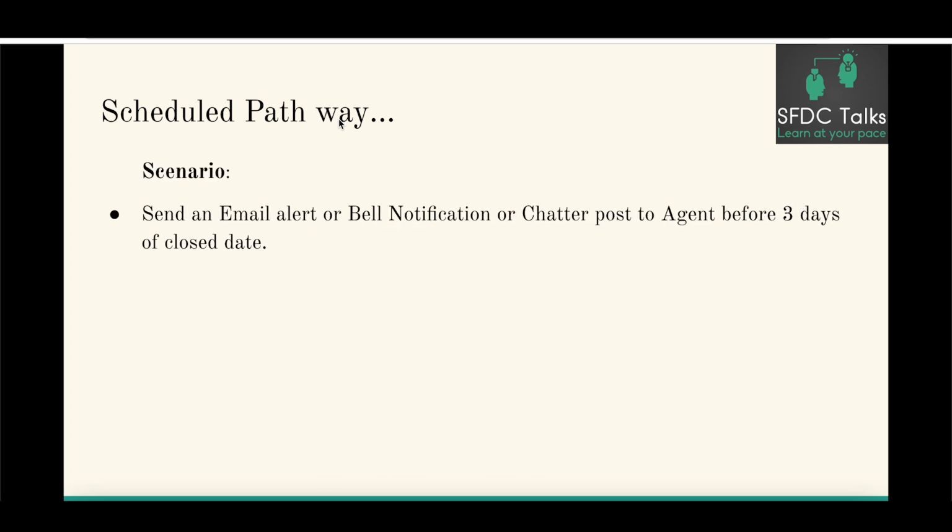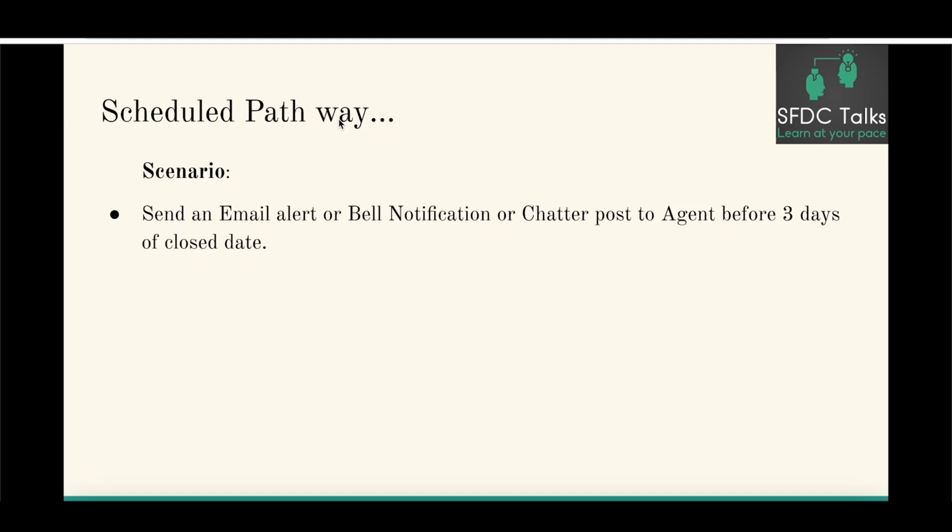Next is about the scheduled path. So what is the scenario? Send an email alert, a bell notification, or a chatter post to an agent 2 or 3 days before a close date. What does that mean? I have an opportunity record, and there's a close date field. I want to inform the agent, or his manager, whomever you want to notify, whenever the close date is getting near, like 3 days before.